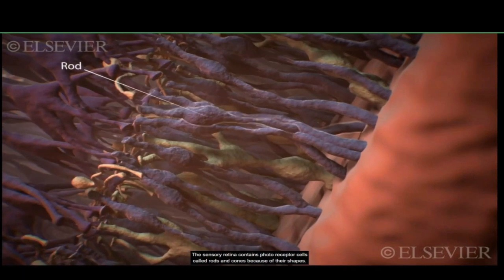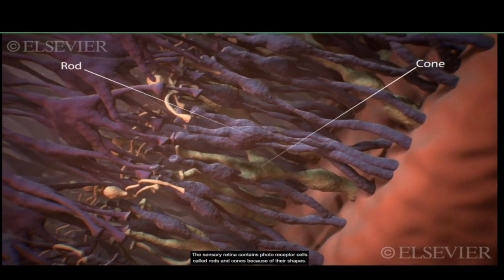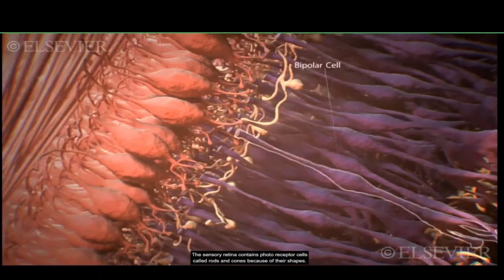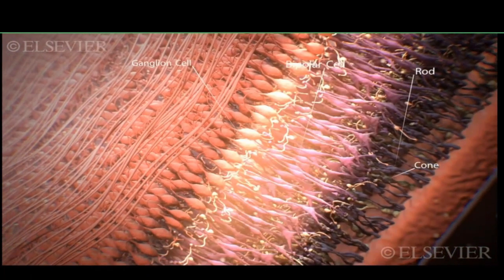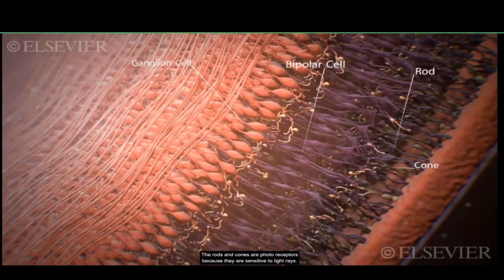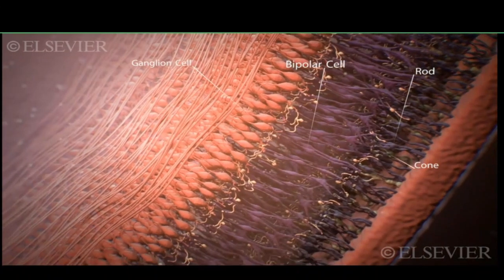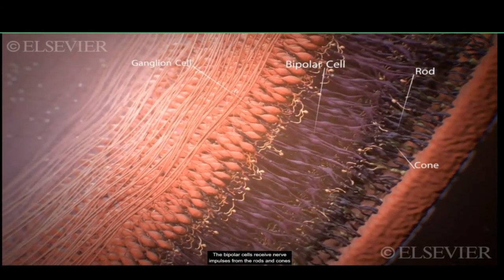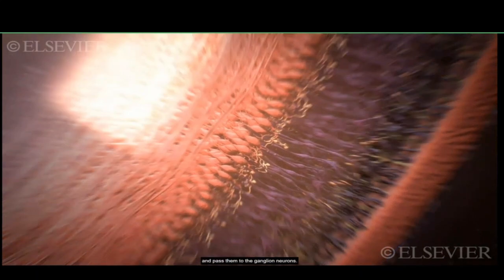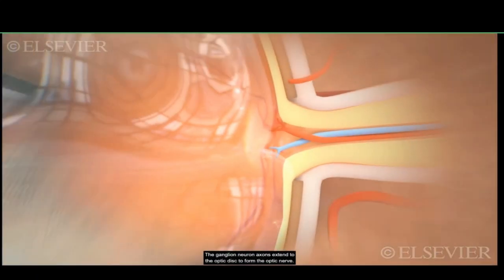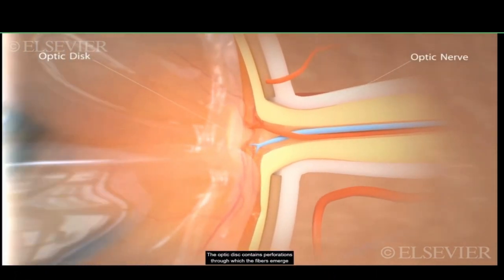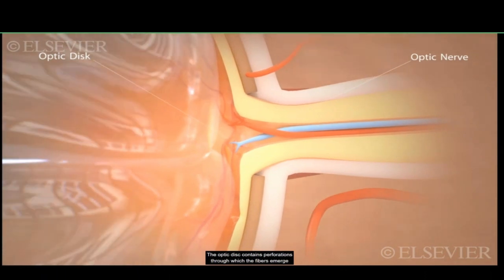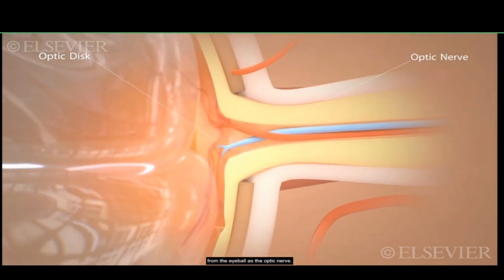The sensory retina contains photoreceptor cells called rods and cones because of their shapes. It also contains bipolar cells and ganglion cells. The rods and cones are photoreceptors because they are sensitive to light rays. The bipolar cells receive nerve impulses from the rods and cones and pass them to the ganglion neurons. The ganglion neuron axons extend to the optic disc to form the optic nerve. The optic disc contains perforations through which the fibers emerge from the eyeball as the optic nerve.